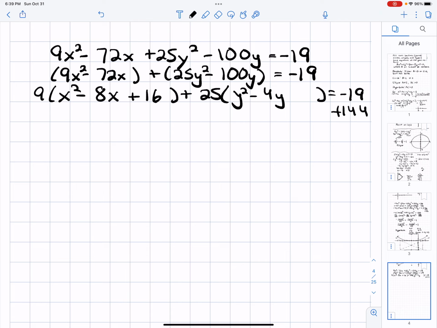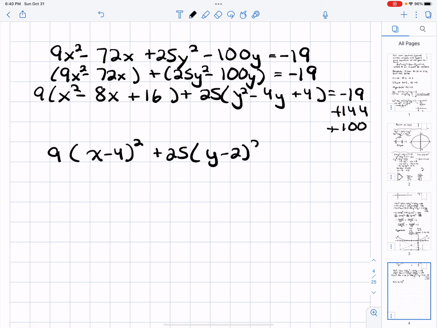Then for the y's, half of 4 is 2. 2 squared is 4, so plus 4. But we're not really adding 4. We're adding 4 times 25, which is 100. So let's add 100 on the right to keep it balanced. So factoring, we get 9 times (x minus 4) squared plus 25 times (y minus 2) squared equals, and then if you add negative 19 plus 144 plus 100, you get 225.